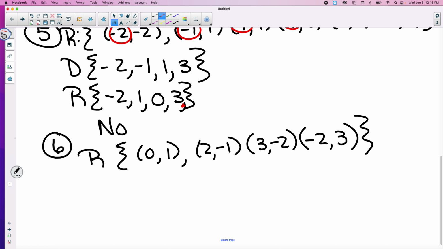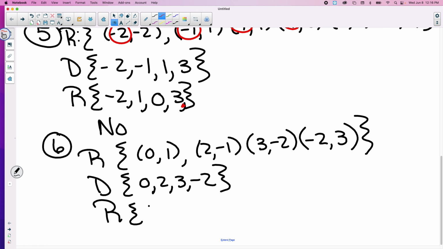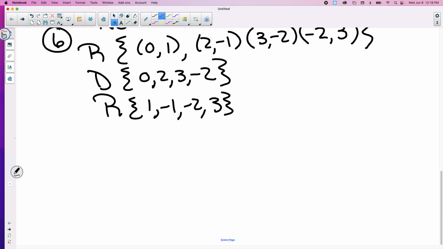Alright, so if you have 4 points there, you should have 4 coordinates, which we do. Alright, so what is the domain? 0, 2, 3. And the range? 1, -1, -2. And is it a function? Yes. Okay, good. So that's what you're gonna do on 7 and 8 also, so flip over to that.